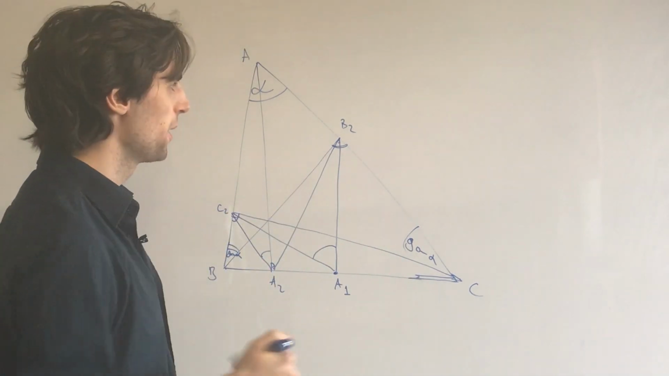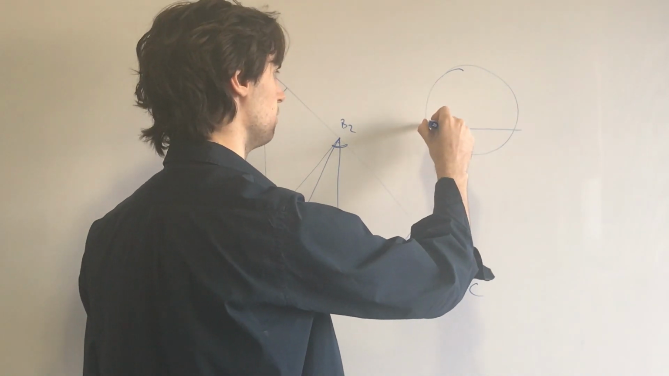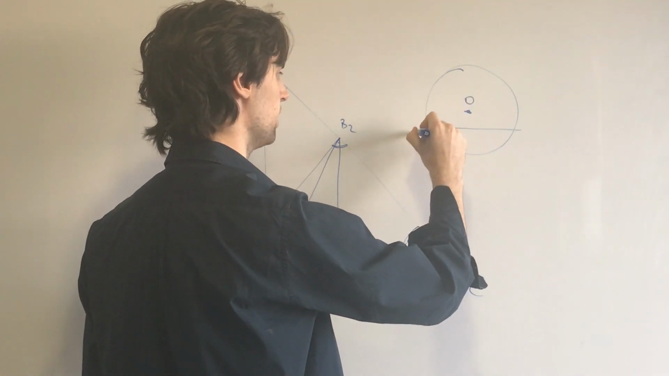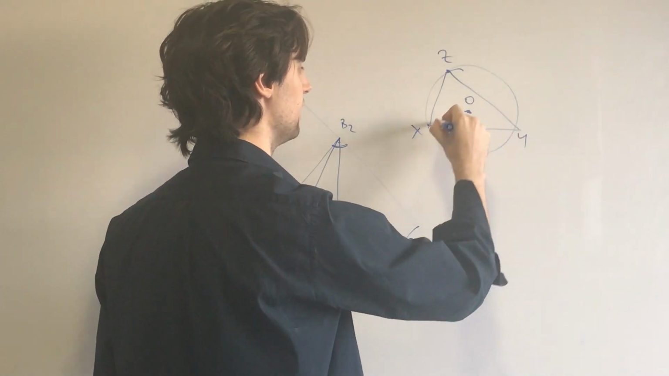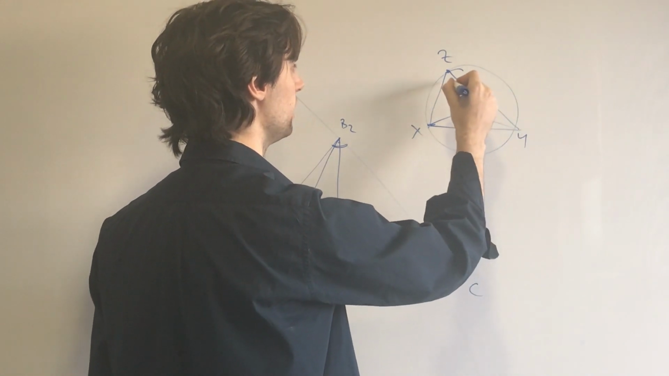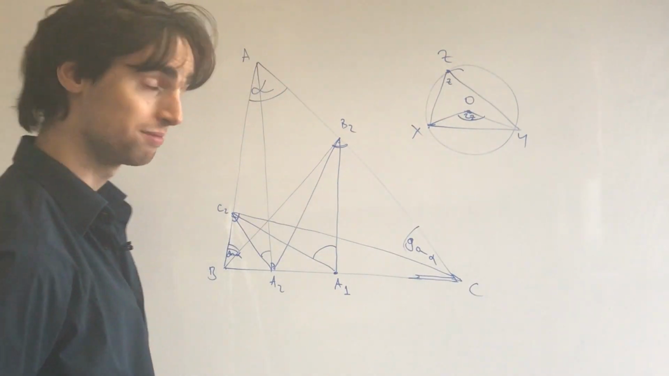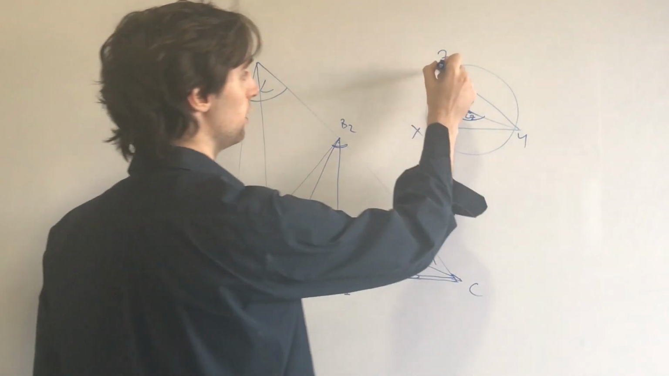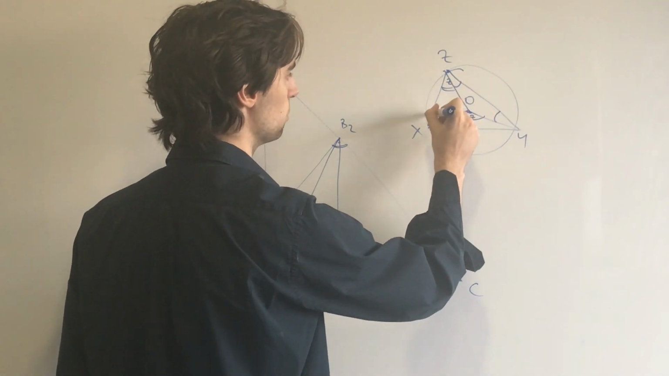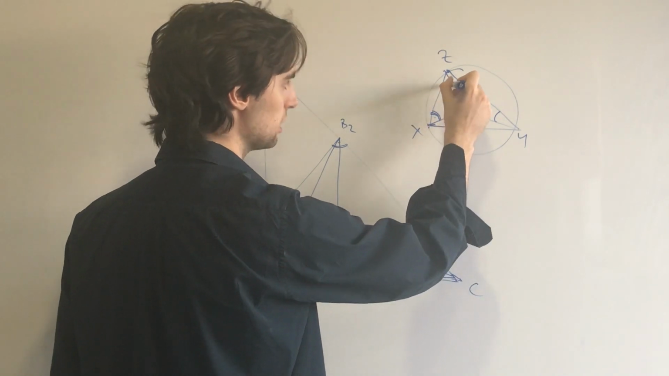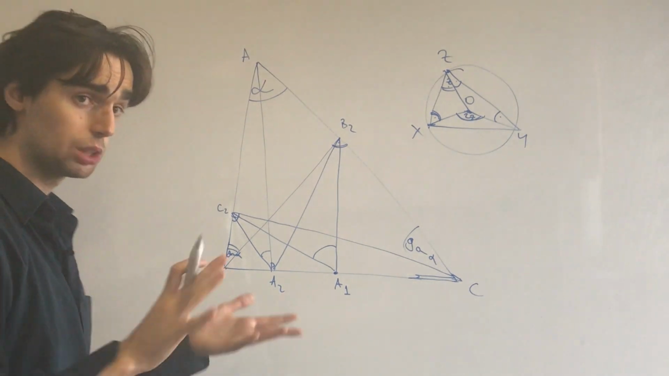Now, what do we know? We know that if this is the center O, and this is some chord XY, and this is Z, then the angle XOY is equal to twice the angle XZY. You can prove this, again, by angle chasing, because you have this is equal to this, and this is equal to this, and this plus this plus this plus this is equal to this, which gives you this is 2 times Z. That's a quick proof.